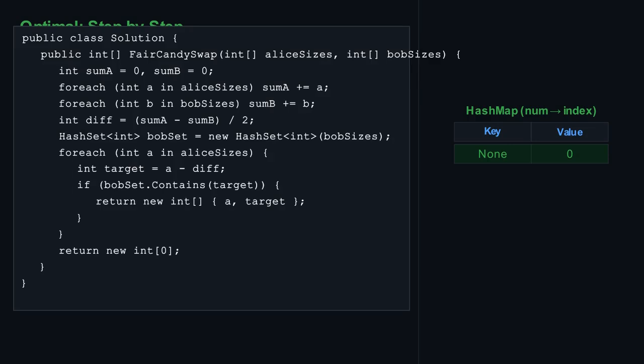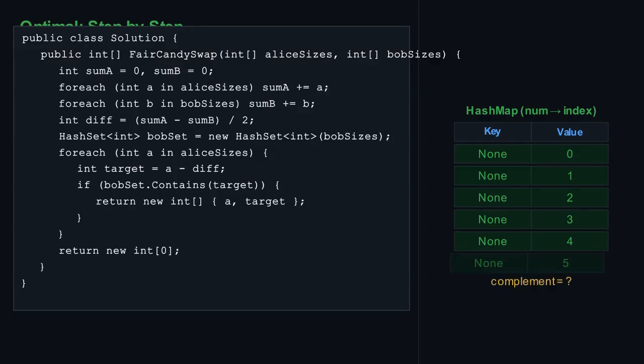Alice has candies of sizes 1 and 1. Bob has candies of sizes 2 and 2. First, we calculate Alice's total sum. We iterate through Alice's candies. 1 plus 1, so summa becomes 2. Next, we calculate Bob's total sum. We iterate through Bob's candies. 2 plus 2, so sum B becomes 4.